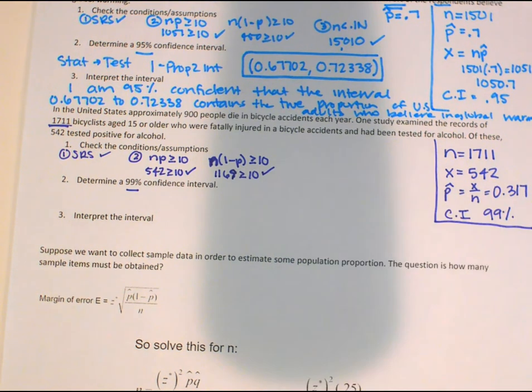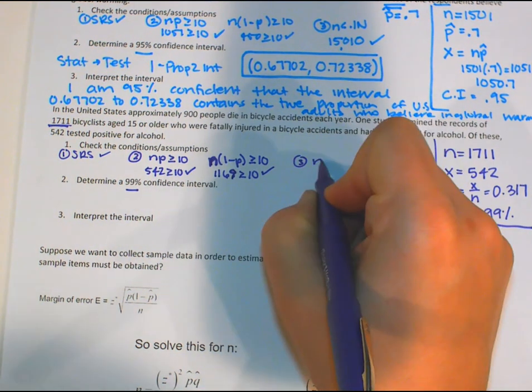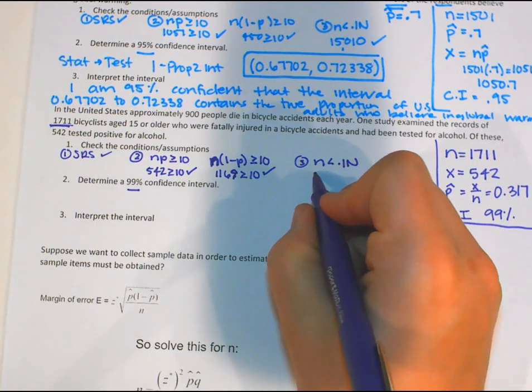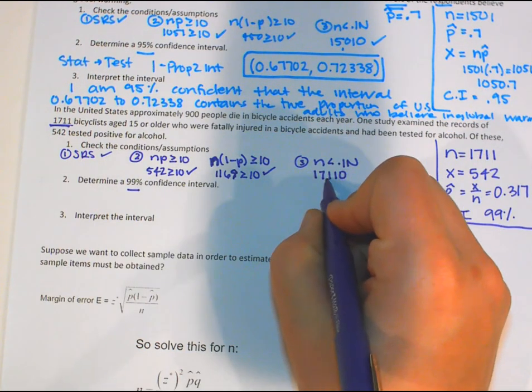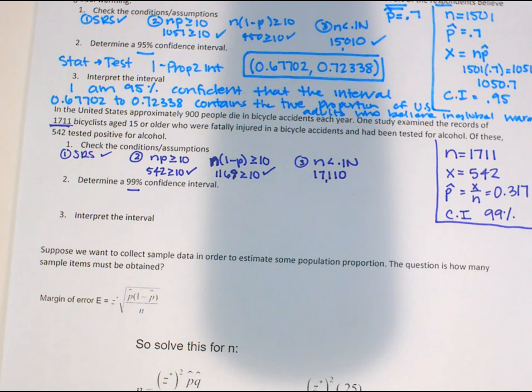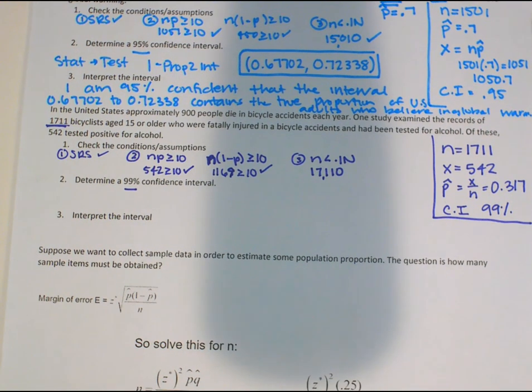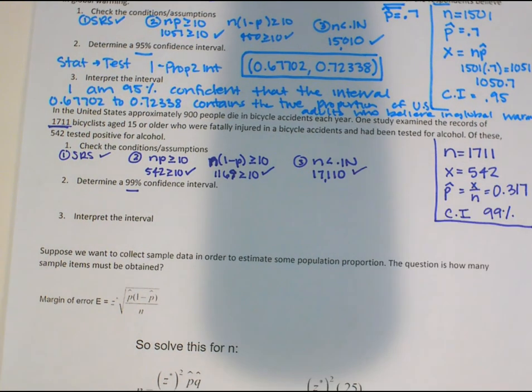And then our last condition is just to check that our sample size is a reasonable amount. So if I take my N value and I add a 0 to it, if we're studying the records of bicyclists, it is safe to assume that there have been more than 17,000 bicycle accidents for people between the ages of 15 and older. So we can assume that this sample size is reasonable.